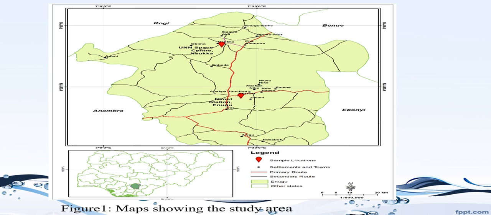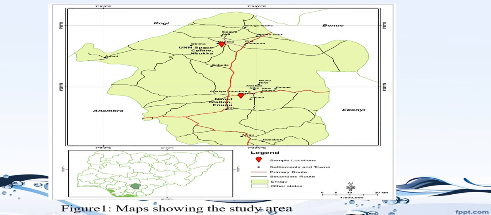This is the map of our study area. The map on the bottom is the map of Nigeria, showing the location of Enugu State. Now the one on top is the map of Enugu State, showing the two locations where we collected data from.